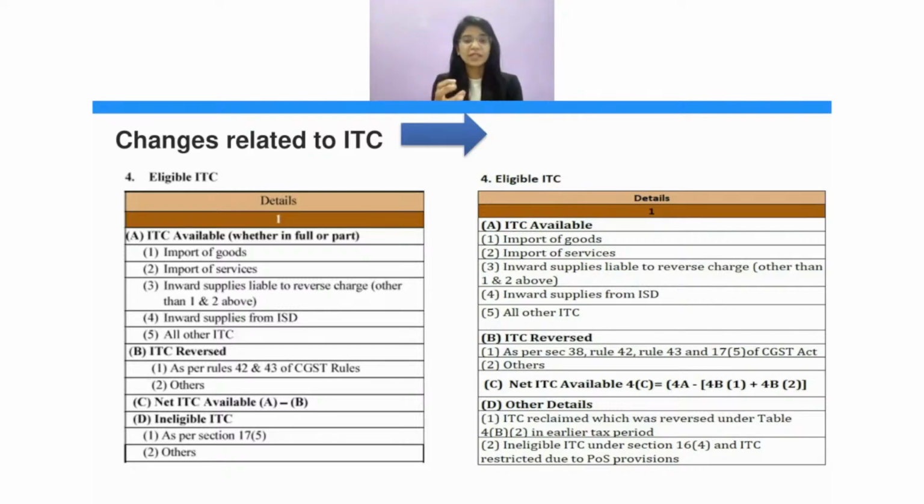Because obviously if I don't add it over there, this will never go and sit in my electronic credit ledger at all. I have to add it. I have to claim in any way. So 4A5, I'm going to add it. There is no problem there.